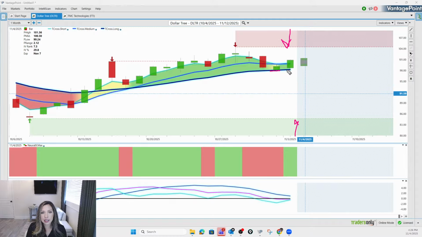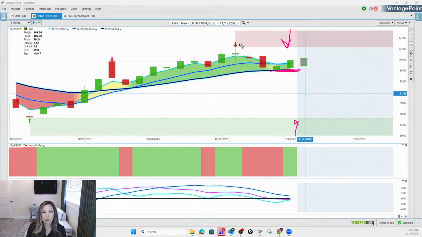So if this is a sort of intermediate support level right here using that T cross long, we already established that this is a dynamic level of support. Could you potentially use these as profit targets, right? Especially for quicker, shorter term moves.